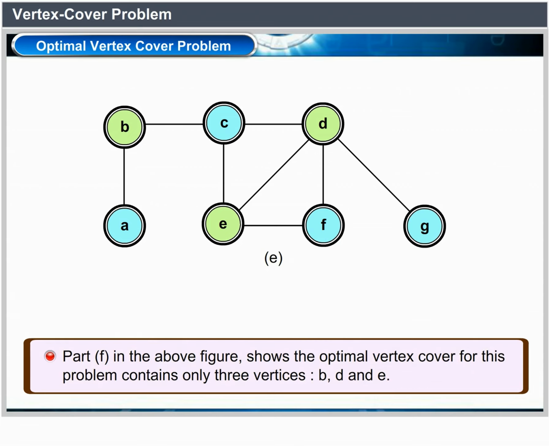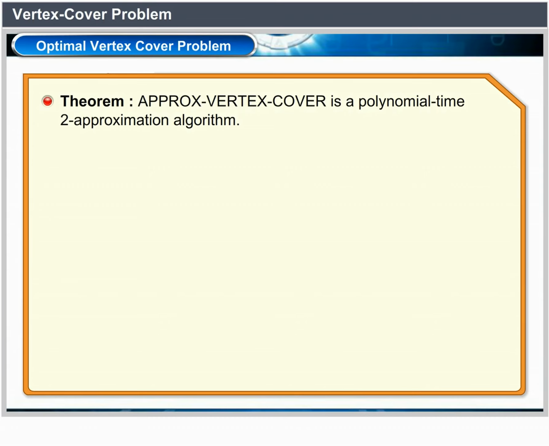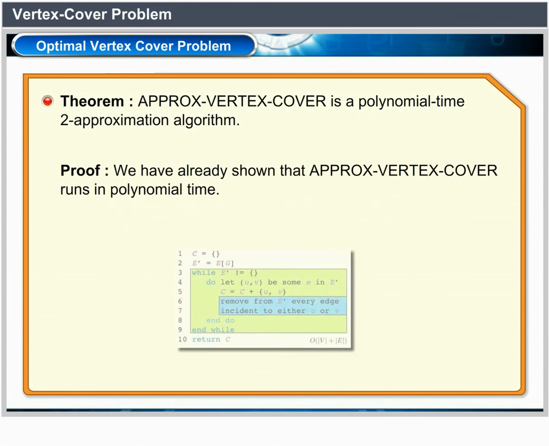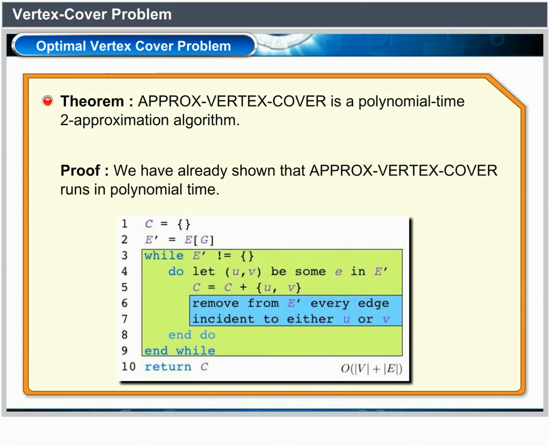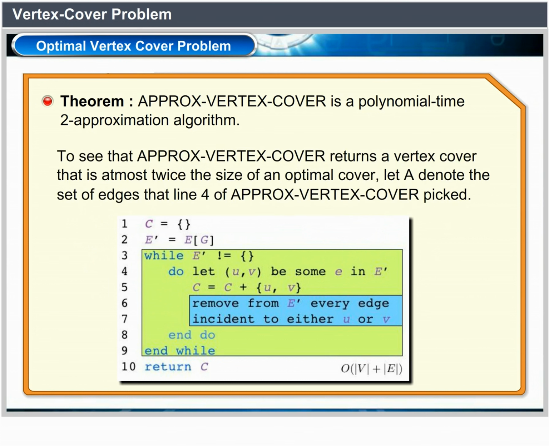Theorem: APPROX-VERTEX-COVER is a polynomial-time 2-approximation algorithm. Proof: we have already shown that APPROX-VERTEX-COVER runs in polynomial time. The set C of vertices that is returned by APPROX-VERTEX-COVER is a vertex cover, since the algorithm loops until every edge in G.E has been covered by some vertex in C. To see that APPROX-VERTEX-COVER returns a vertex cover that is at most twice the size of an optimal cover, let A denote the set of edges that line 4 of APPROX-VERTEX-COVER picked.